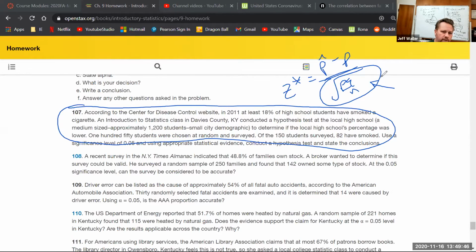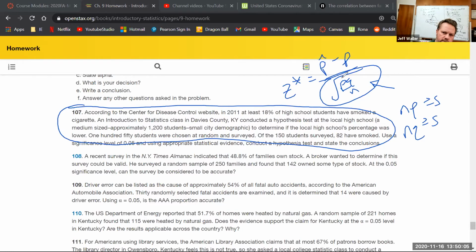So it's really, really huge that you stop yourself and make sure you know at the beginning: am I talking about means or am I talking about percentages? Because that changes several things. That means I'm going to have to look at np and nq to make sure they're both at least 5, right? I don't care about n greater than 30.